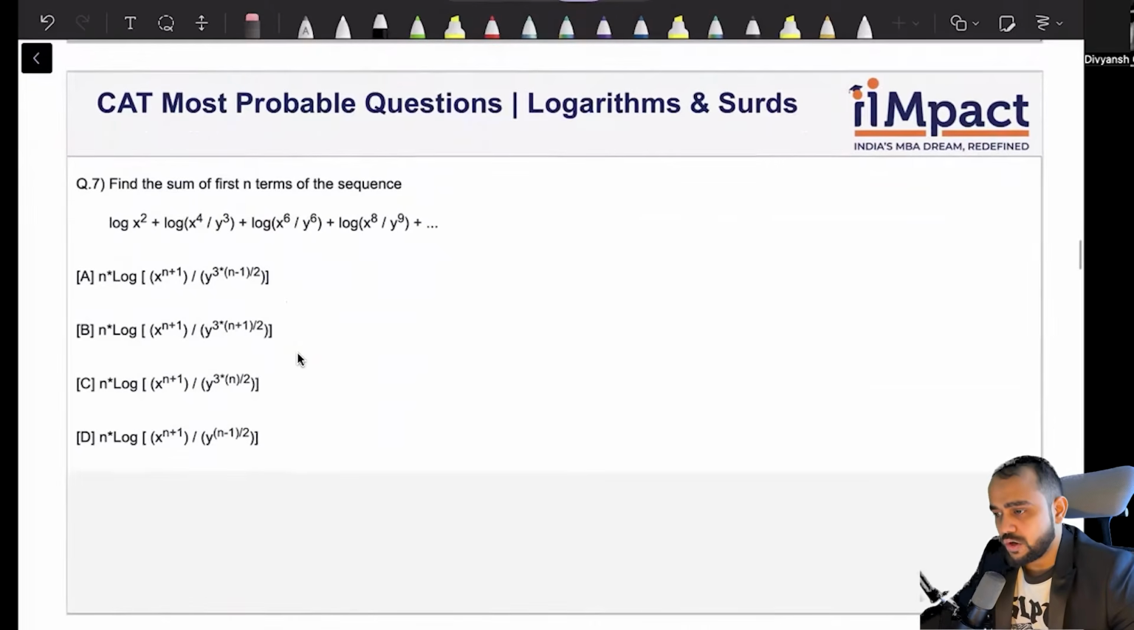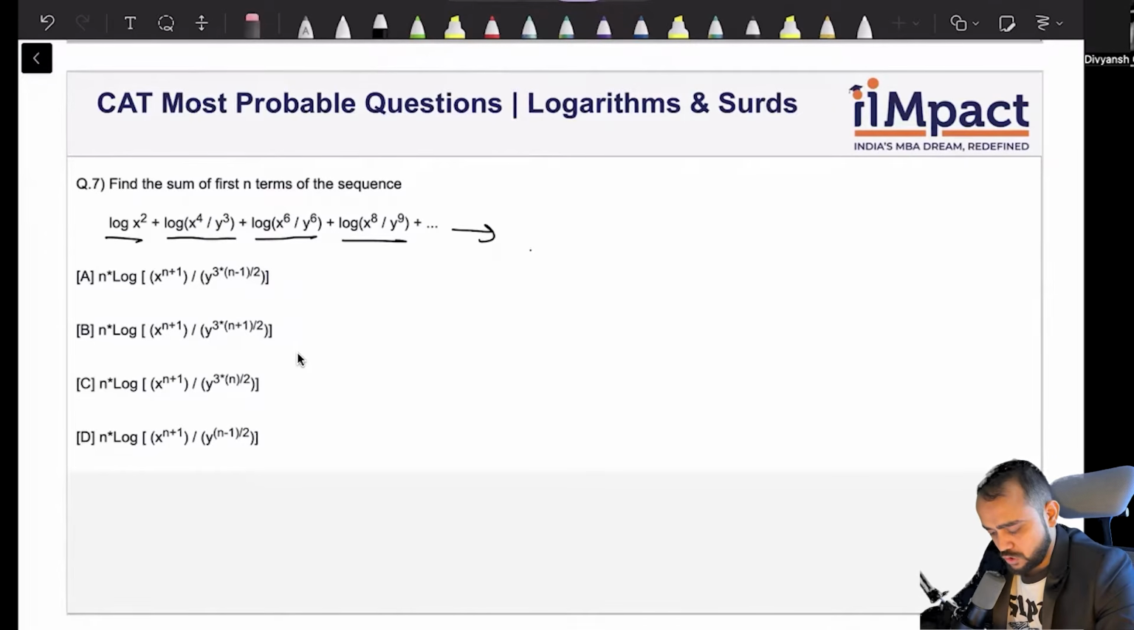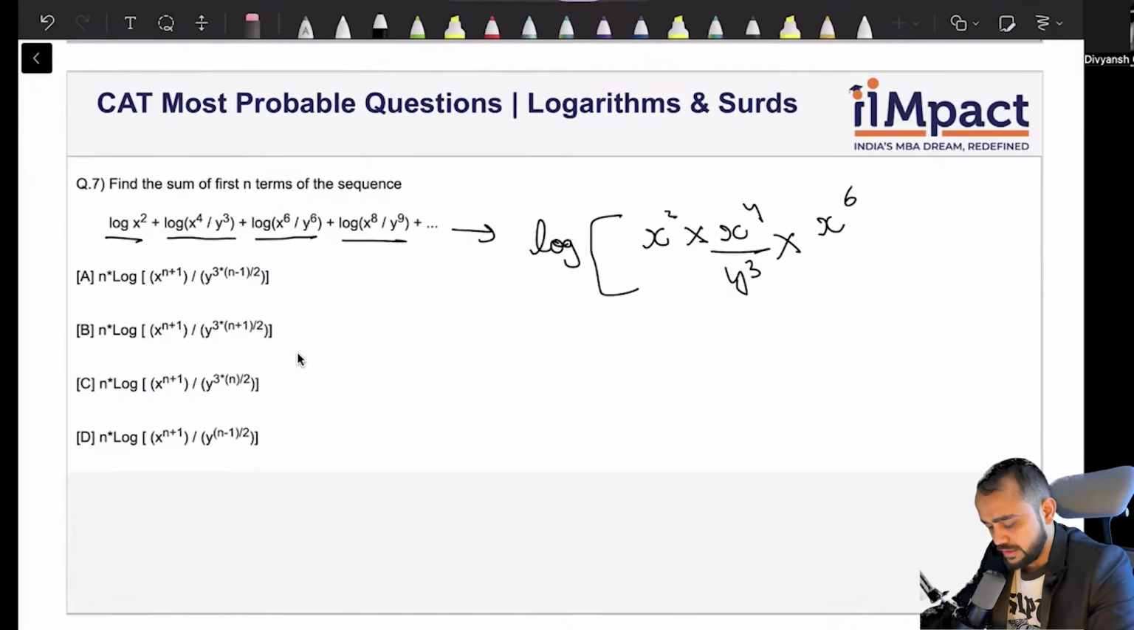All right, let's move on. Find the sum of first n terms of the sequence log x square plus log x4 by y cube plus log this and this. So clearly, what I have is that there are log terms with the same base getting added. So I will first write this as log of x square into x to the power 4 by y cube into x to the power 6 by y to the power 6 into x to the power 8 by y to the power 9.